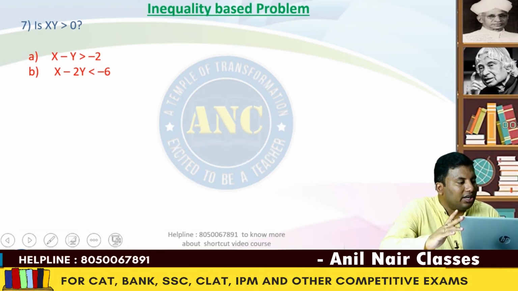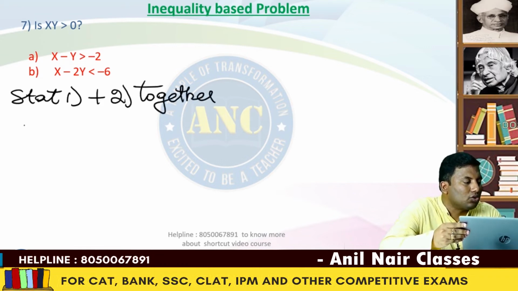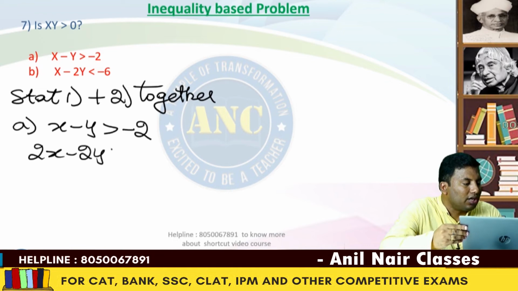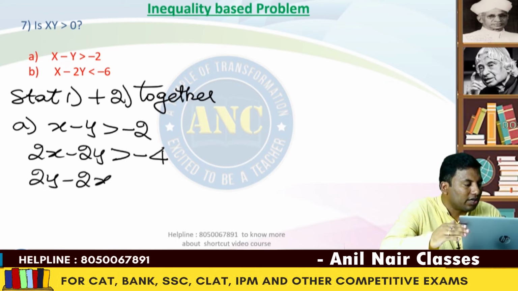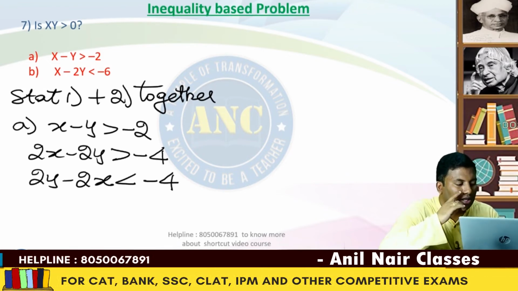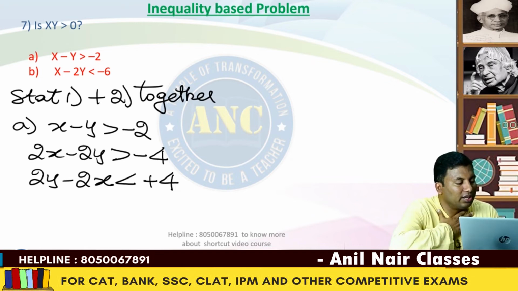I am not interested in finding the values. I am interested in telling whether xy is greater than 0. Statement 1 plus 2 together. x minus y is greater than minus 2. That means 2x minus 2y is greater than minus 4. Right? So this will become 2y minus 2x is less than 4. Sorry, I multiplied with a negative sign, so the inequality changes.